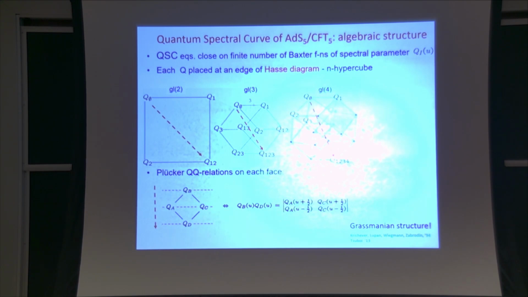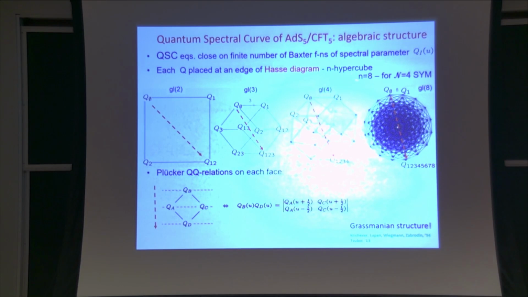Now, what we should do, we should introduce the hypercube of dimension 8, which is this mess, 256 vertices. Because the rank of your supergroup is 8, yes, 4 plus 4, PSU(2,2|4). And then you have also this Grassmannian structure, which I described.